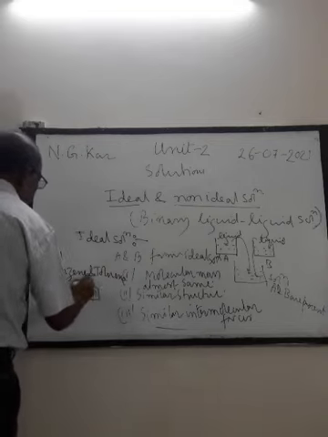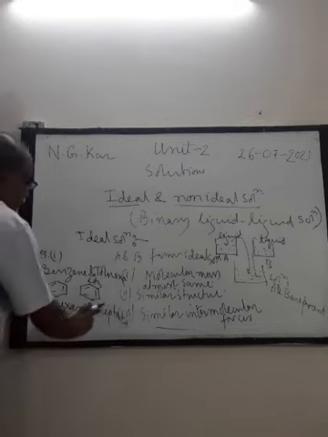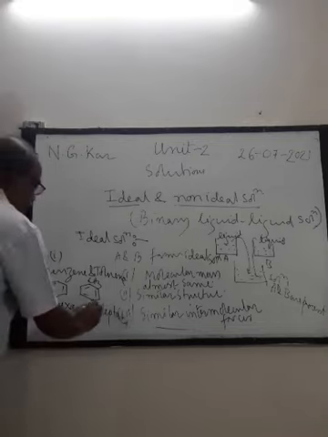Second example, N-hexane and N-heptane. N-hexane is C6H14 and here C7H16. Almost similar straight chain structure. So they can also form ideal solution.